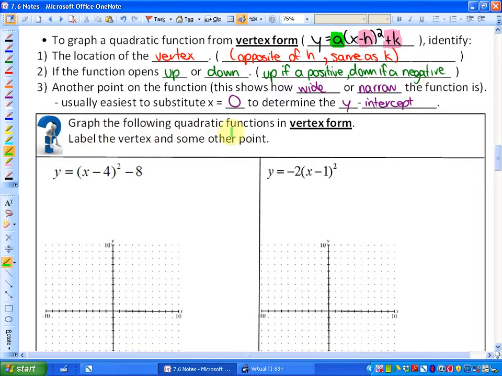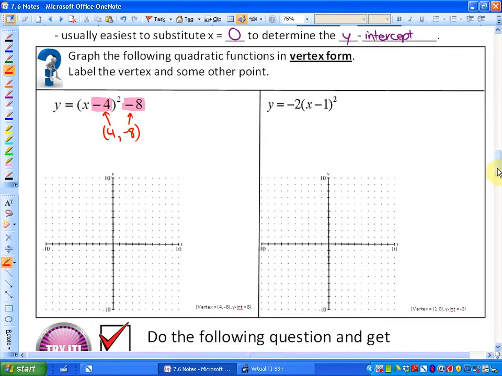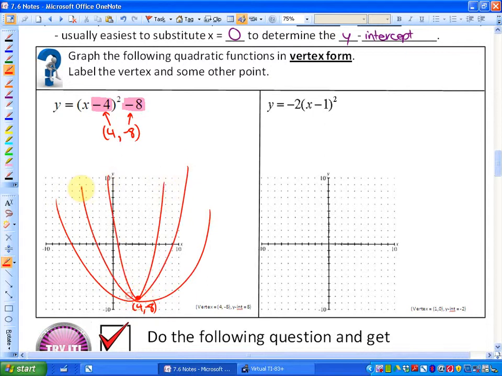It says graph the following quadratic function in vertex form, label the vertex and some other point. So in this particular question, we know that the vertex is the opposite of negative 4. That's the x-coordinate. So your vertex will be at positive 4 and the same as negative 8. So positive 4 and negative 8. So that point is right here. We also know that it opens up. However, we don't know if it's this wide or if it's this narrow or exactly what it looks like. So that's why it's useful to find some other point.